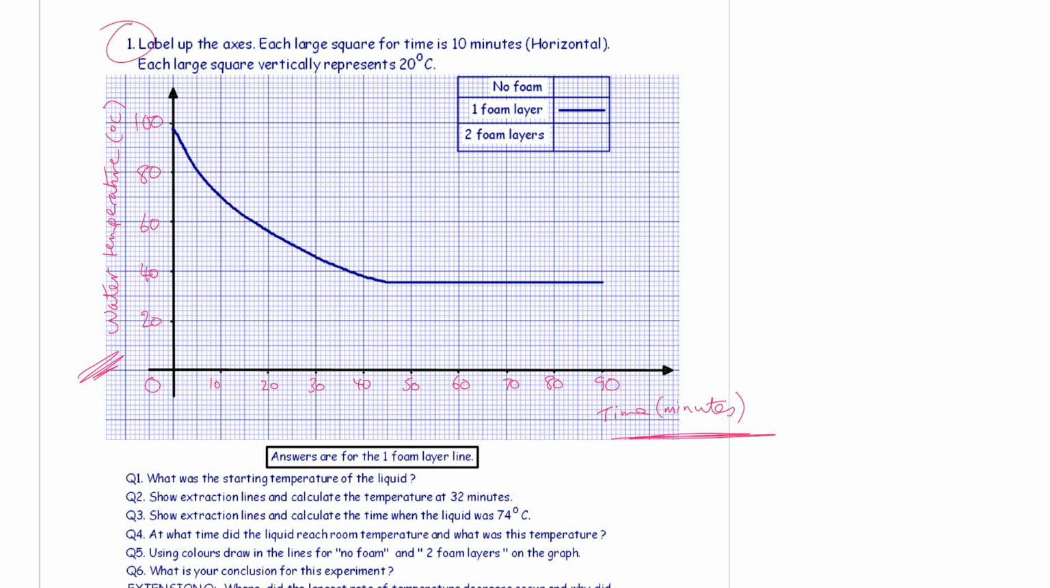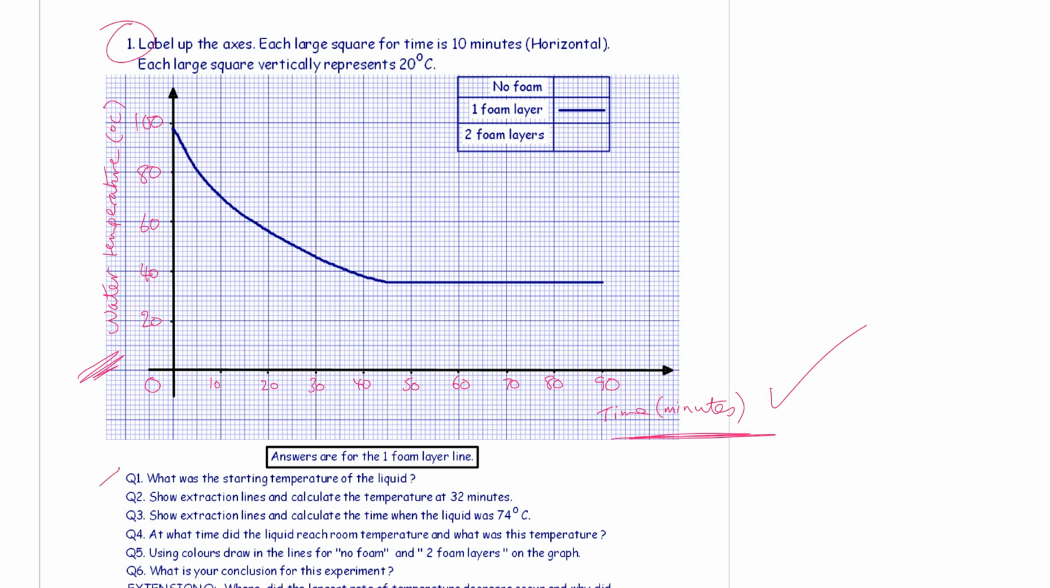And finally, for this lesson, we're going to look at the time over which the water or tea temperature drops within those 3 teacups. And number 1 was label up the axes. Each large square for time is 10 minutes. I've done that, labelled it up, and each large square vertically represents a water temperature of 20 degrees. So number 1 is done.